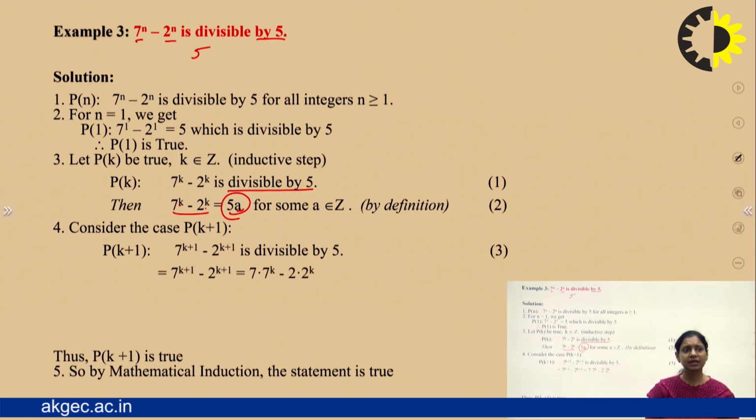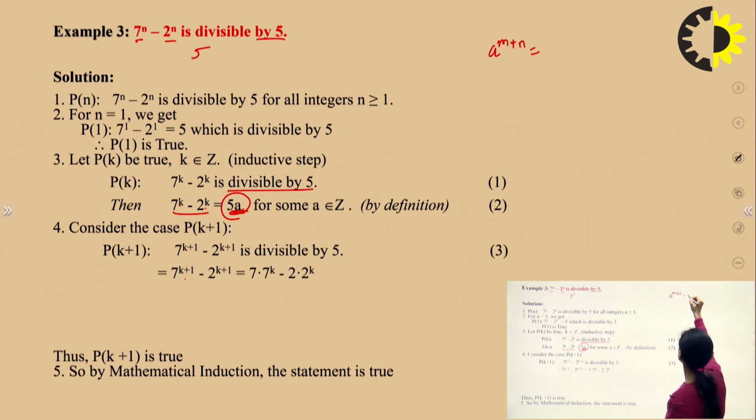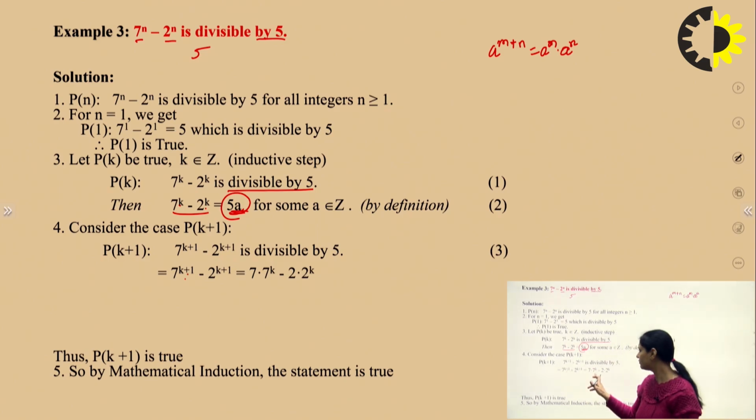When it is divisible by 5, again it means that we need to show it for something multiplied by 5. So we'll try to break it in that manner. Now 7 to the power k plus 1 is 7 into 7 to the power k, because we know by definition that a to the power m plus n is always equal to a to the power m into a to the power n. So using this definition, 7 to the power k plus 1 is basically 7 into 7 to the power k minus 2 into 2 to the power k.